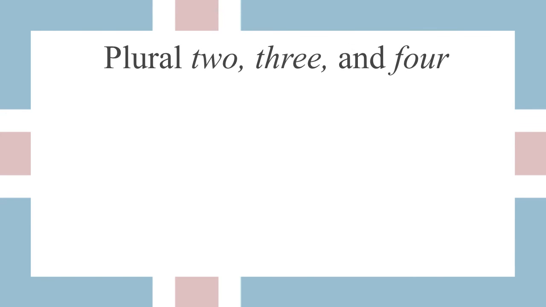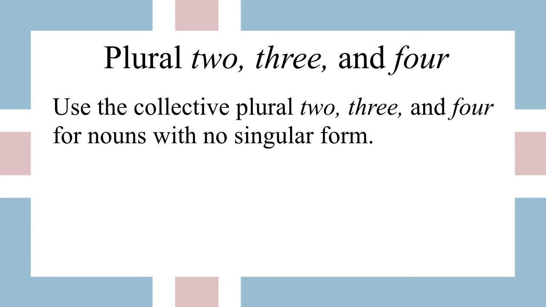Now, let's talk about the plural forms of 2, 3, and 4. Again, this probably sounds confusing because aren't 2, 3, and 4 always plural? I think the right name for this in English is the collective plural, but if someone knows a better name, then definitely let me know in the comments. But we're going to use the collective plural of 2, 3, and 4 for nouns that have no singular form, just like we saw with the plural form of the number 1.